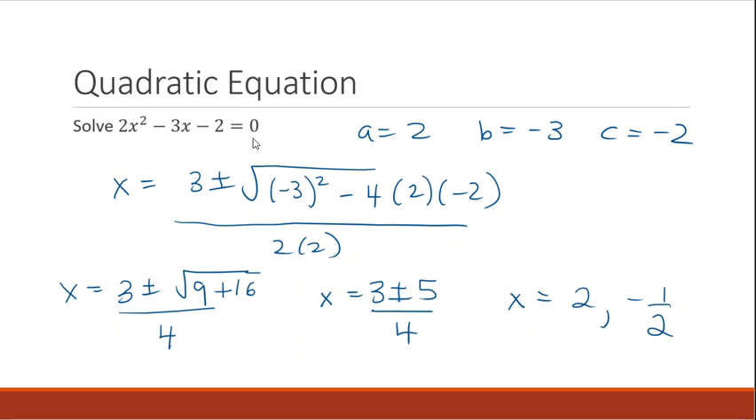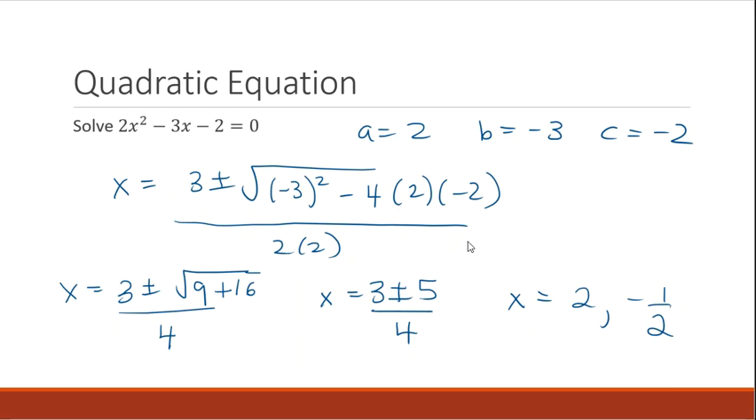To make this equation equal to 0, a is 2, b is negative 3, c is negative 2, so x equals negative b, 3, plus or minus square root of b squared, negative 3 squared, which is 9, minus 4 times a, 2, times c, negative 2, all over 2a, which is 2. Okay, that's 3 plus or minus square root of 9 plus 16 over 4. This is 25, so it's 3 plus or minus the square root of 25, which is 5, over 4. So that's 2, or 3 minus 5 is negative 2 over 4, which is negative 1/2. So x is 2 or negative 1/2.